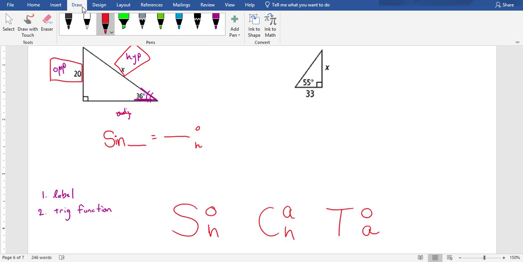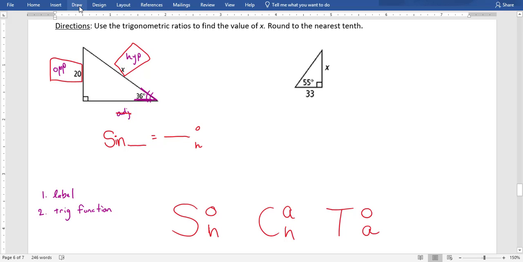So let me go ahead and fill in these blanks. Sine of the angle, which is 36 degrees. Opposite is 20. Hypotenuse, well, we don't know. We'll call that x. And this is an equation. We've set up an equation. Okay, so third step, solve the equation.